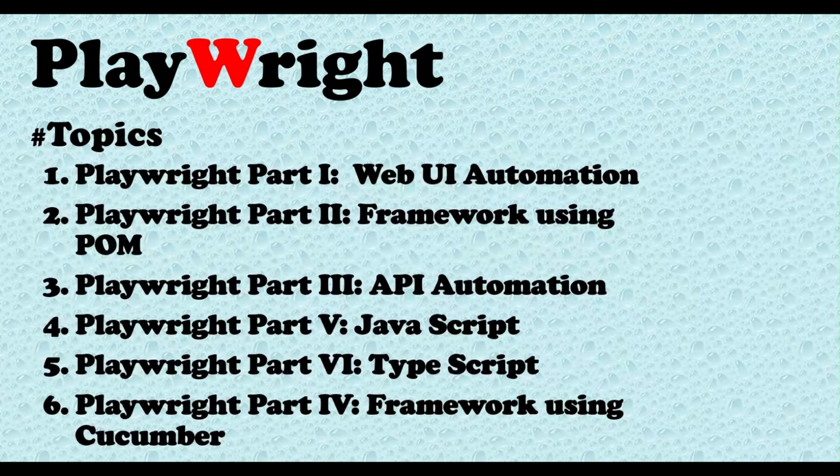We have already covered the first part, Playwright part one, which is web UI automation. We have covered each and everything which can be covered in Playwright, which is already completed and it is there on YouTube. Now we are covering the second part, which is the framework using the page object model. Then we will go with the API automation using Playwright, JavaScript, TypeScript, and at the end, Cucumber. So we can create the framework using the page object model and Cucumber.